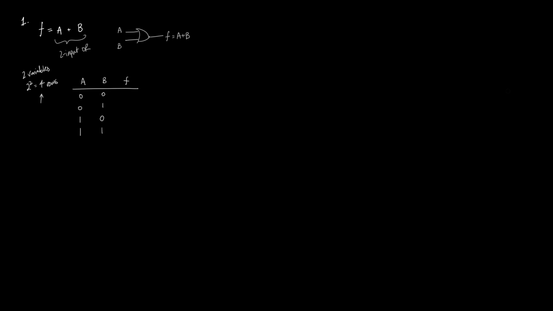Now let's take a look at F. We know that F is just a simple two-input OR gate. Based on what we know about the OR gate, it's only going to have an output of 0 when both of the inputs are 0, which means this first row is going to be 0 and every other row is going to be 1. So that's our truth table for this Boolean expression.